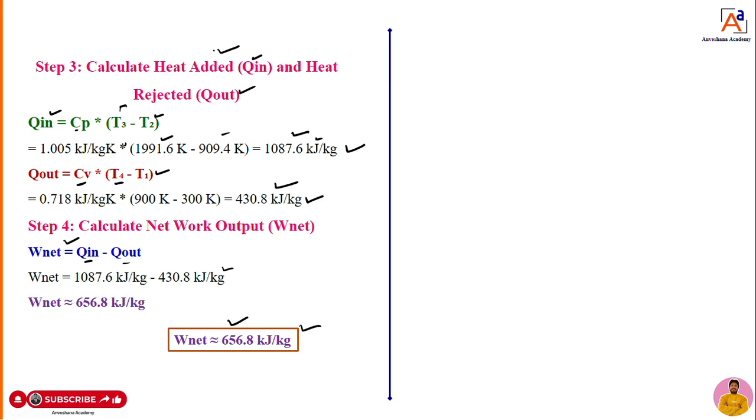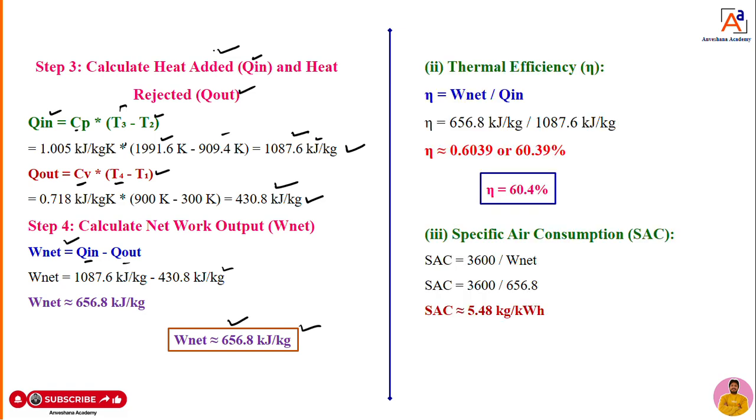Next, what is the second finding? The second finding is I need to calculate the efficiency. How to calculate the efficiency now? We know the formula. Efficiency of the diesel cycle is equal to net work to the heat supplied. That is simple. What is net work? That we already calculated here. That is 656.8 divided by Q in. Q in is equal to how much? 1087, that I will substitute. Do simplification. We are going to get 60.4% as the efficiency of the diesel cycle. It is working at only 60.4% efficiency, but the other part is getting wasted.